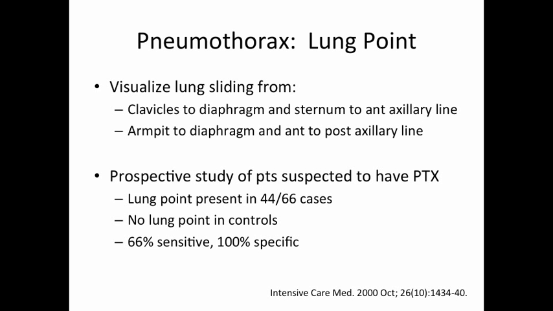And again, in order to look for this, you would follow from the clavicles down to the diaphragm, or from the mid-axillary line near the armpit all the way down to the diaphragm. This was in a prospective study of patients who were thought to have pneumothorax. They found that finding the lung point is not 100% sensitive, so it's sometimes hard to find, but if you find it, it's 100% specific.